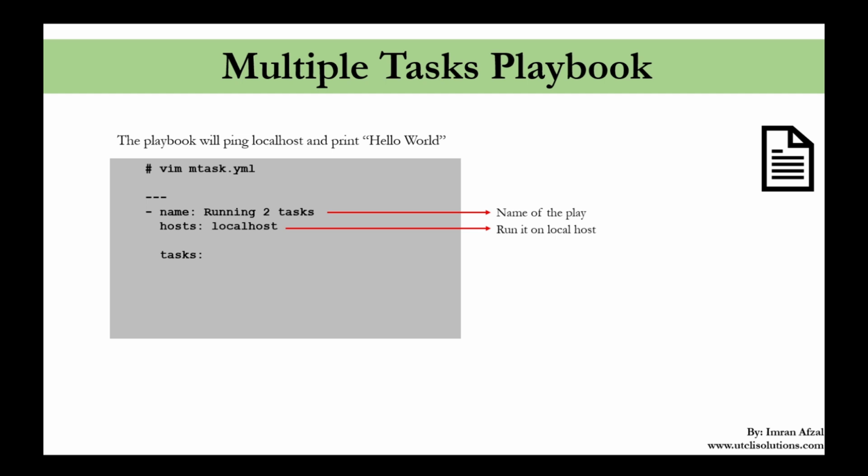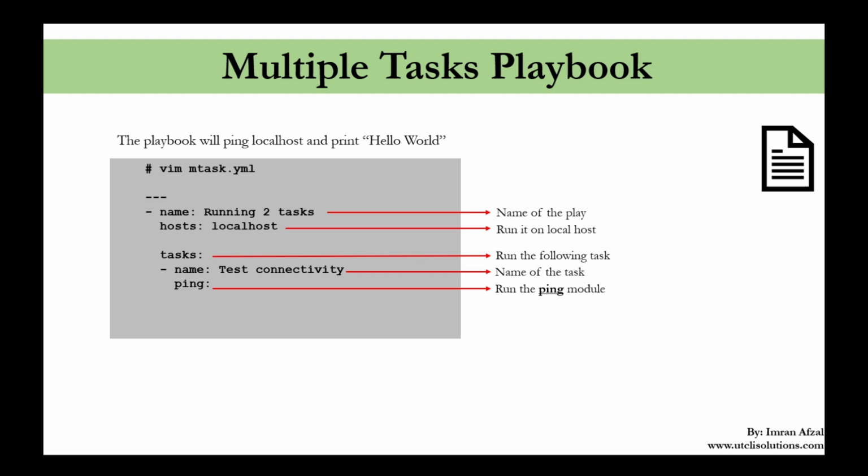Then what are the tasks that you are running? Run the following tasks. The name of the very first task is test connectivity, which of course runs ping on the localhost to test its connectivity. And what module are we going to use for that task? We're going to use the ping module. All right, so that's one task.